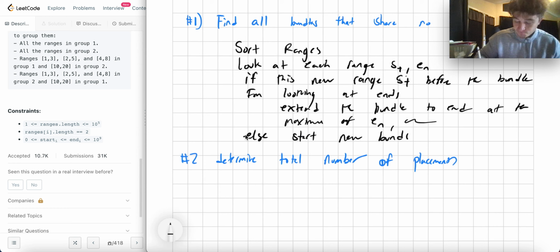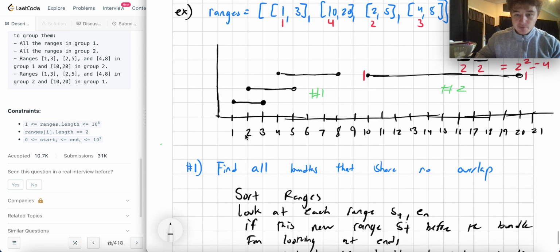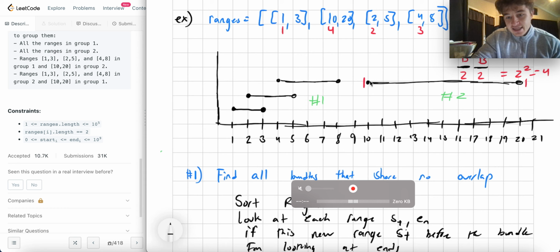Right? Because if I don't overlap with the previous thing, if I don't overlap with the end of the bundle, then I'm not a part of that bundle and I'm going to start a new bundle, right? And that's exactly what happened here, right? As soon as this had no overlap with the previous bundle, I started a new bundle, okay?